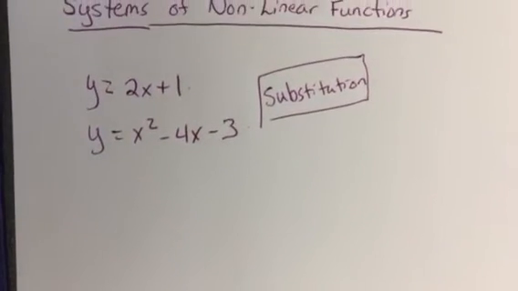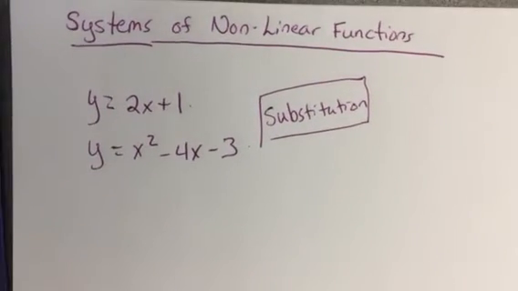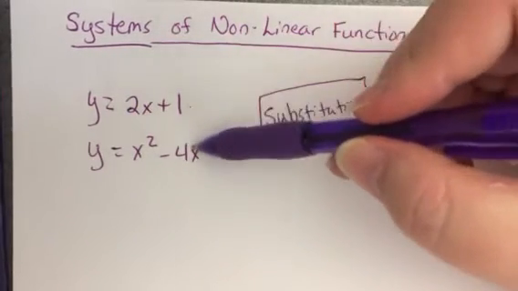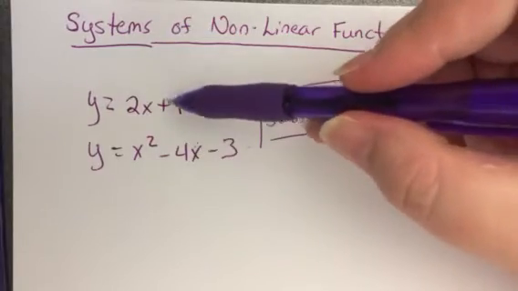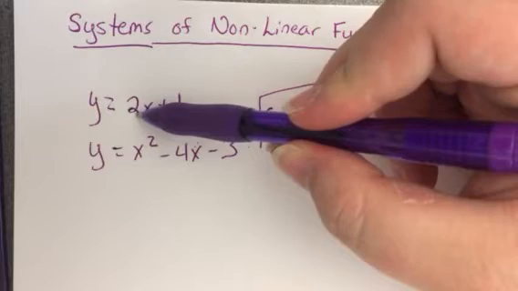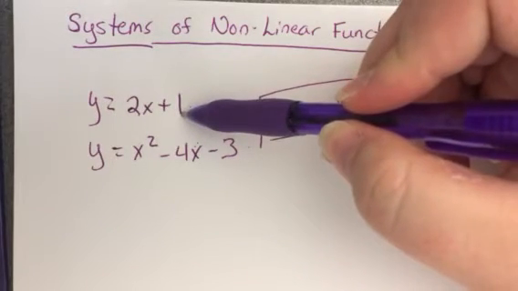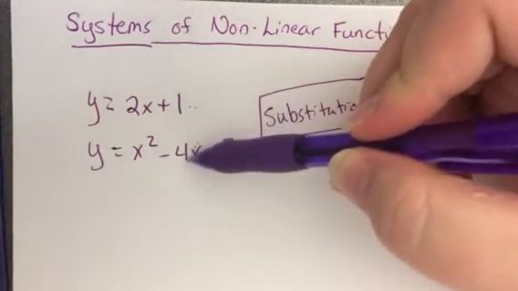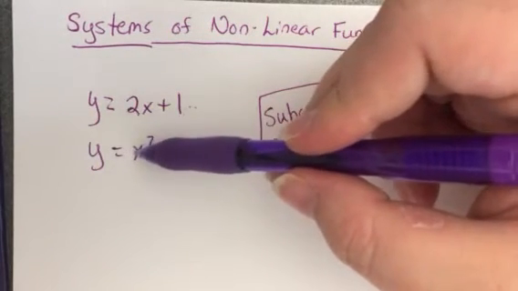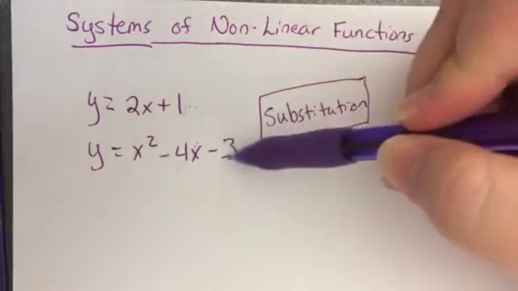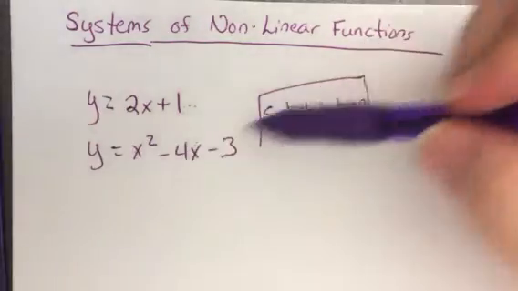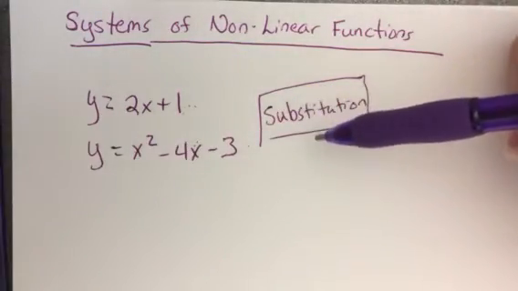Okay, so remember, the whole point of a system, finding the solution, is finding the point or points where these two functions intersect each other. If you can kind of just visualize, this is going to be a line. We know it has a positive slope, and we know that it intersects the y-axis at positive 1. This right here is a quadratic. Hopefully you remember that because this x squared is positive, it's going to be a smiley. It has a y-intercept at negative 3. So you can kind of get an idea of what your graph is going to look like.